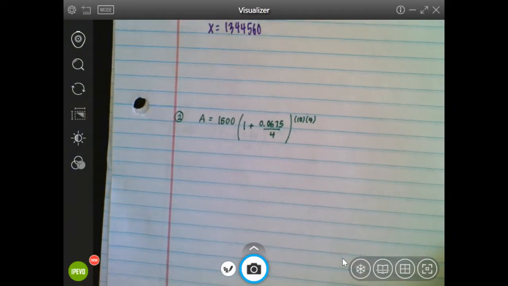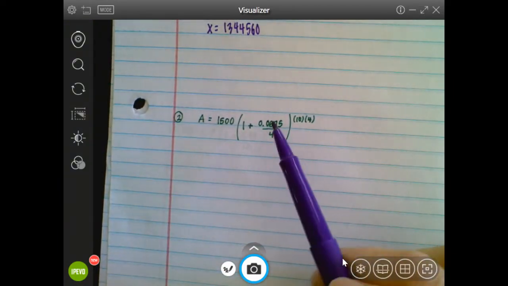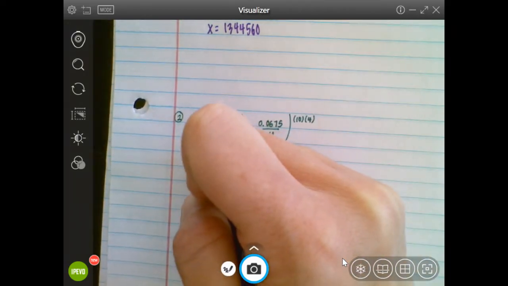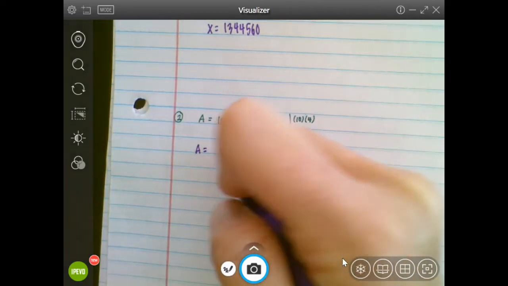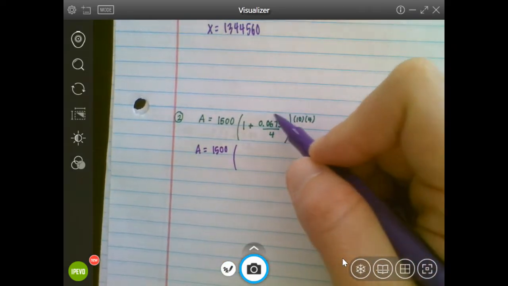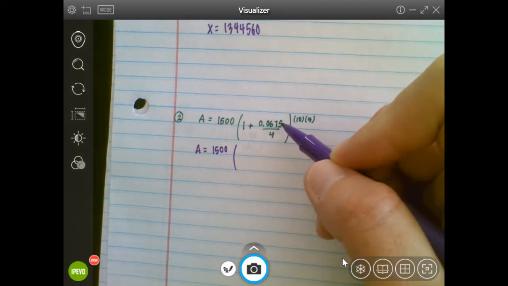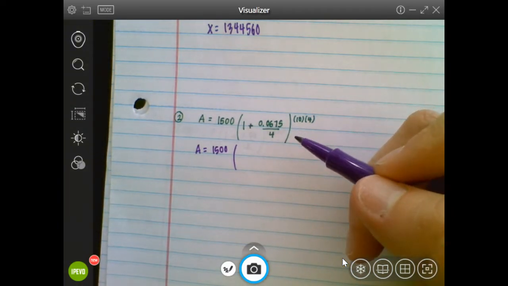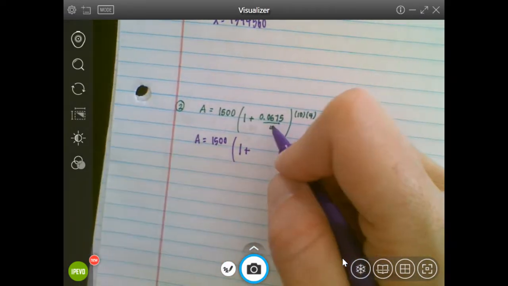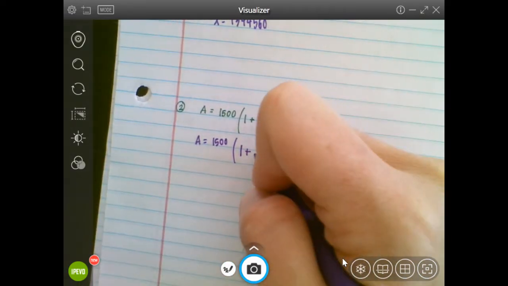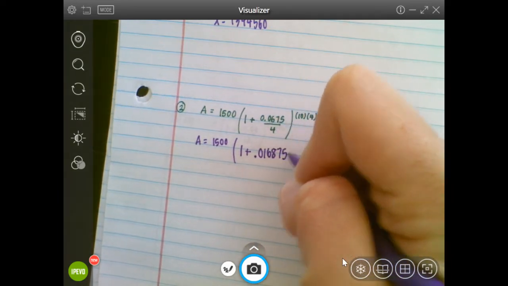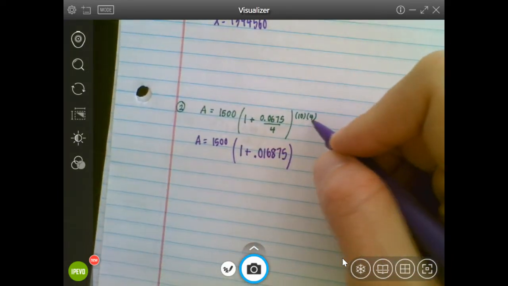All right, let's take a look at a similar example. This one's a little bit different because now we're dealing with some decimals, but you'll see that the process is pretty much the same. So first thing I'm going to do is work on the inside of the parentheses. So I'll pull down the a equals 1500. I'll open this up. I'm noticing that I have a fraction on the inside here, so I'm going to do that division first. So it'll be 1 plus 0.0675 divided by 4 gives me a decimal, so it's 0.016875. I'm going to close that up, and I'll evaluate that exponent.